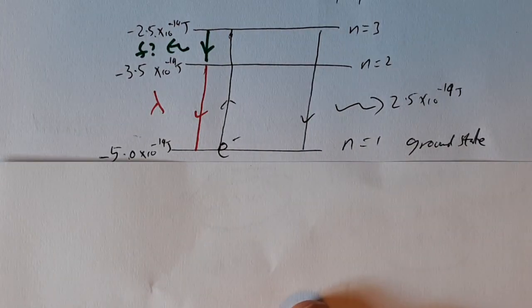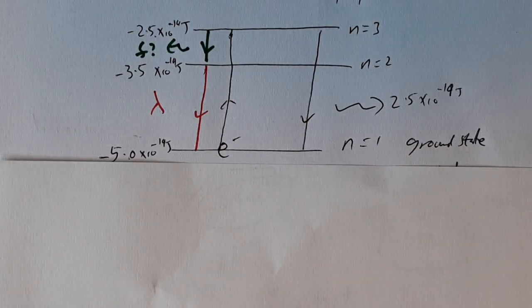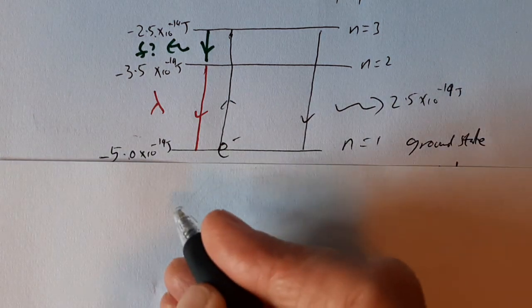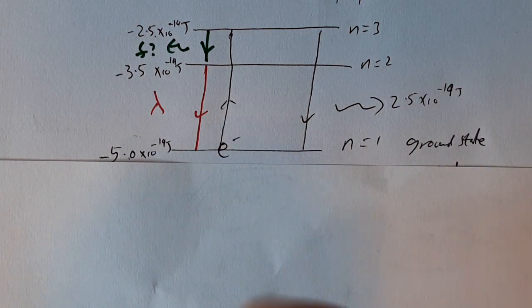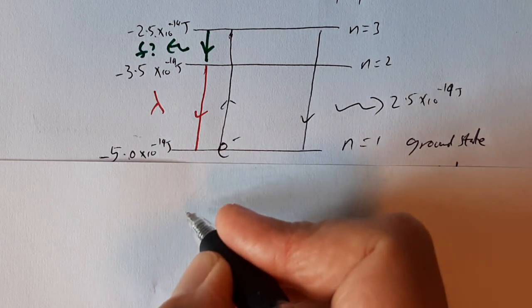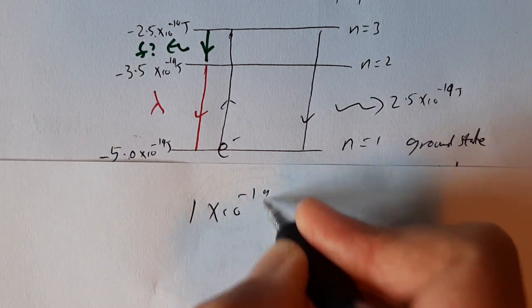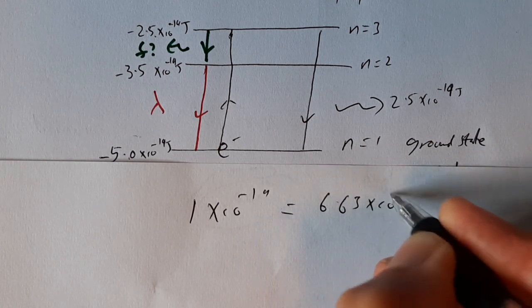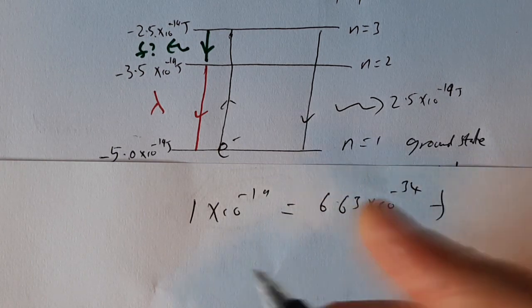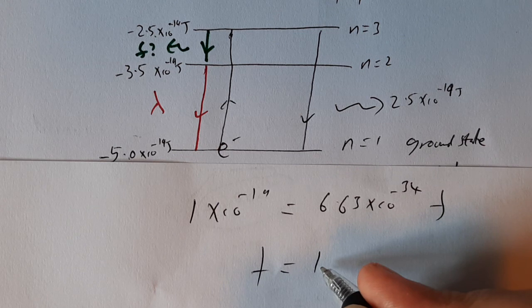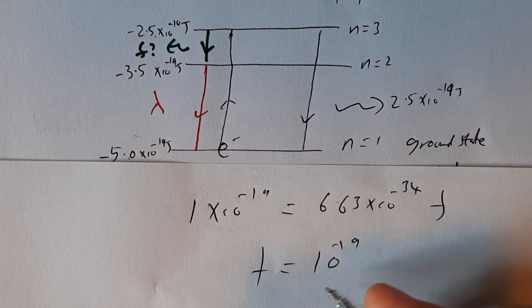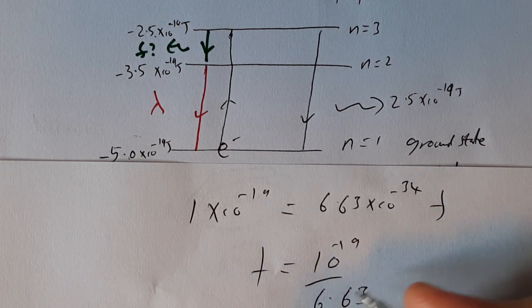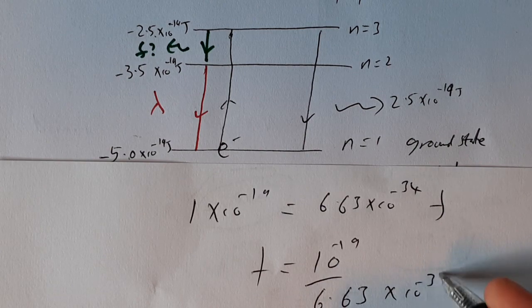So the top one is relatively straightforward because it's just a rehash of what we've already done. The difference between 3.5 and 2.5 is 1. So we've got 10 to the minus 19 joules equals 6.63 times 10 to the minus 34 times f. f is 10 to the minus 19 over 6.63 times 10 to the minus 34.